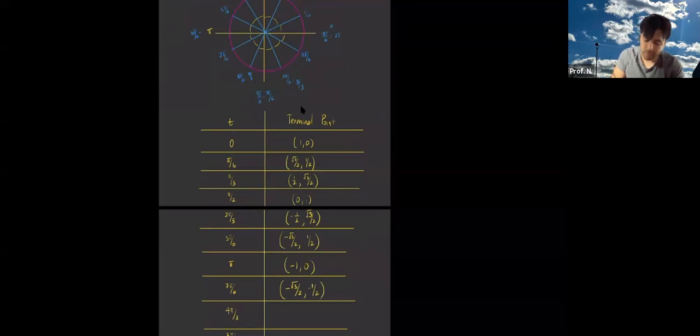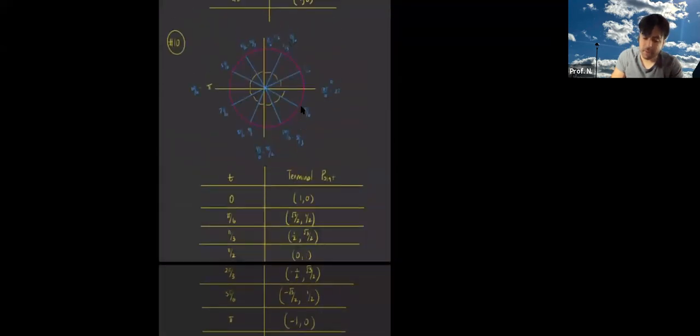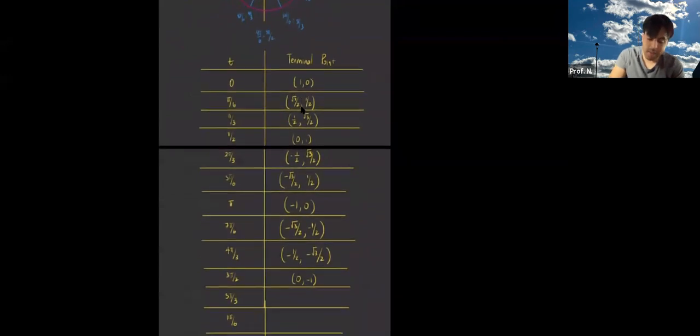Same thing goes for 4 pi over 3. I'm in the third quadrant. The reference angle is pi over 3. Take 1/2 and rad 3 over 2, negate everything, and I got negative 1/2 comma negative rad 3 over 2. 3 pi over 2, we already know that. It's (0, -1). 5 pi over 3, I'm in the fourth quadrant. Only the y coordinate is negative. The reference angle is pi over 3. Pi over 3 is (1/2, rad 3 over 2). Negate the y value. So what do I get? I get 1/2, negative rad 3 over 2.